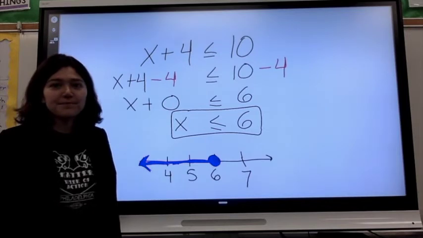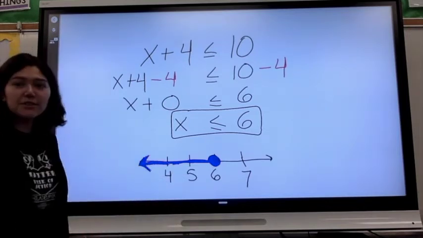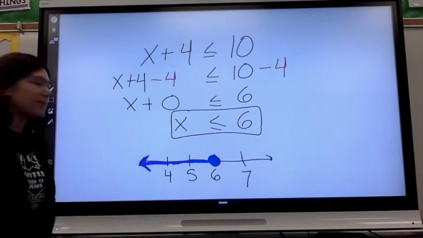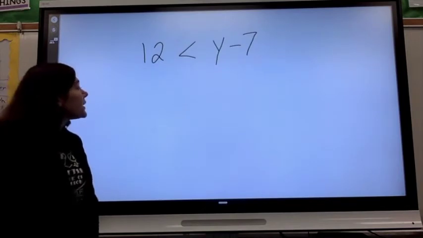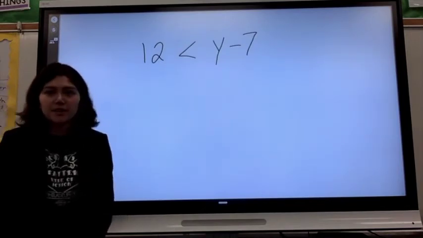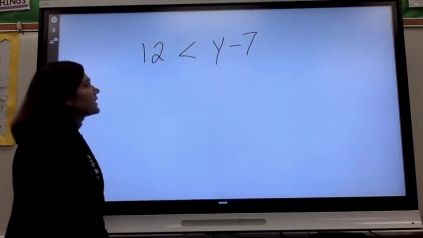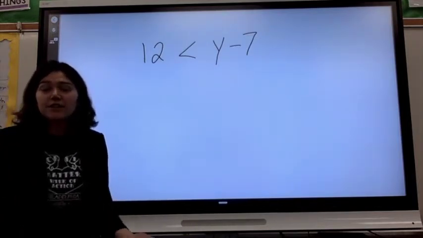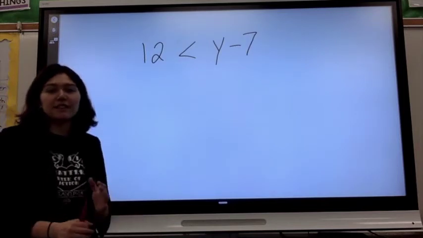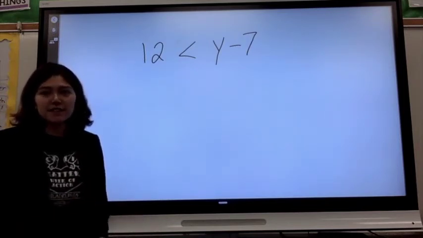All right, so that's our answer to our first one. Let's look at another example. Here we have 12 is less than y minus 7. Sometimes you might see the variable on the right-hand side, sometimes you might see it on the left. It's going to be on either side. You just have to make sure you're isolating the variable, whichever side it's on.